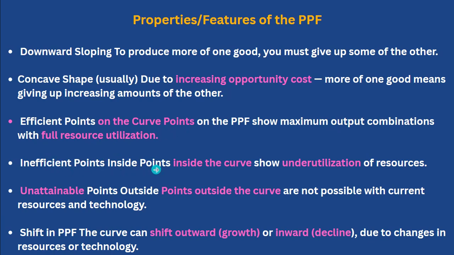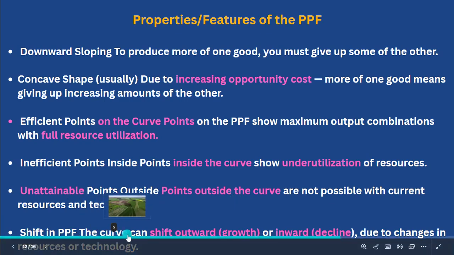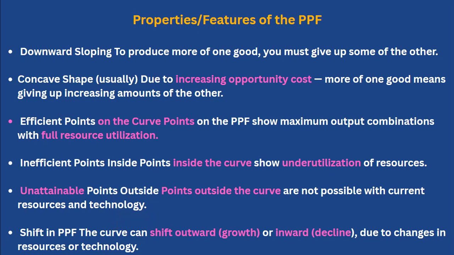And an inefficient point, inside the curve, shows underutilization of resources. And unattainable points outside the curve are not possible with current resources and technology. If a point is going outside the curve, you are going beyond the limit. You can't reach that production. And shift in PPF: the curve can shift outwards or inwards. If it goes outward, there is growth. If it goes inward, that is a decline in production.